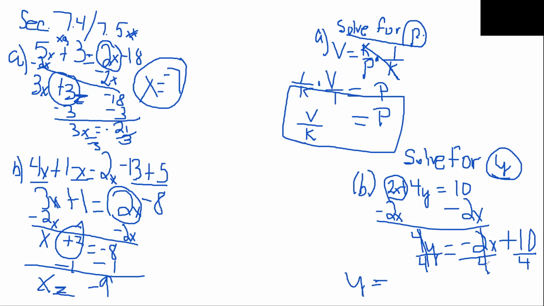Well, I can reduce 2 fourths to 1 over 2 because I can divide 2 into 2 and get 1. That's a negative 1. Divide 2 into 4 and get 2. So that's a negative 1/2 x. And then I can also reduce by 2 with 10. 5 times 2, divide that out and get 5. And 2 times 2 and get 2. And there we have it. Y equals negative 1/2 x plus 5 over 2. Final answer.